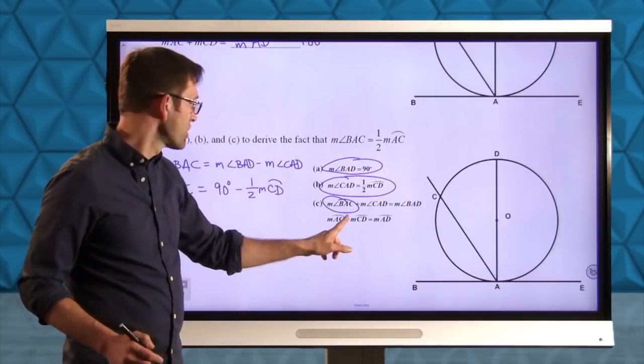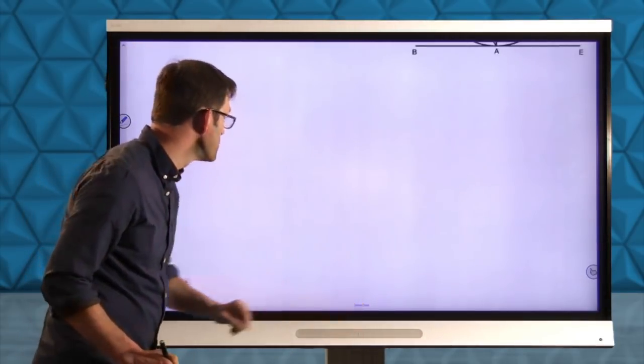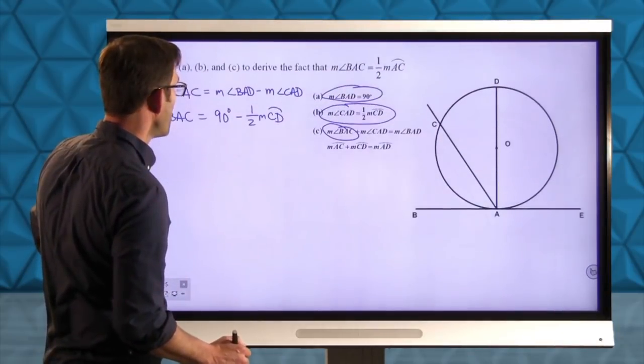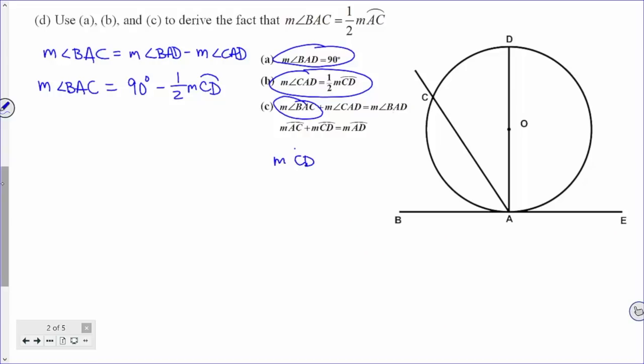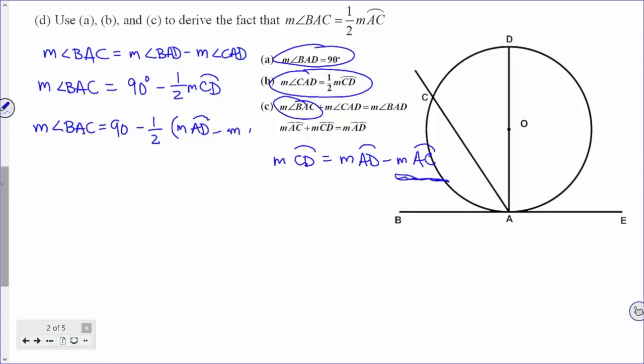That's where this final equation comes in, right? Because, let me extend the page a little bit. Oh, I extended it way too far. Because we can rearrange this equation and solve for arc CD. So the measure of arc CD is the measure of arc AD minus the measure of arc AC. And this is the one that we want to have involved. So let's keep going. The measure of angle BAC is 90, I'll drop the degree symbol for right now, minus 1/2 of the measure of arc AD minus the measure of arc AC. That's one beautiful looking arc symbol there.